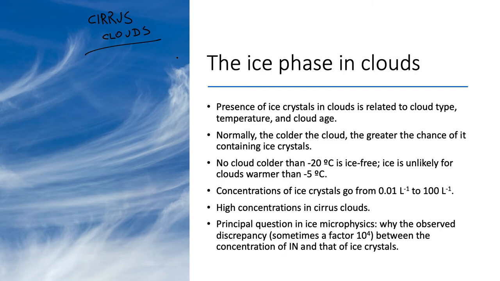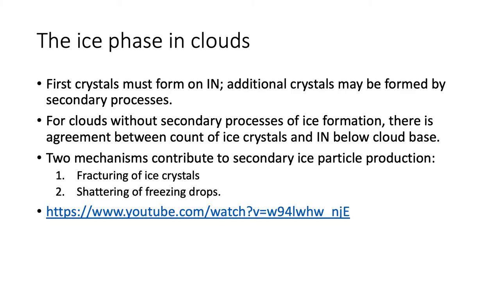The clouds that I'm showing here, cirrus clouds, are usually pretty rich in ice crystals. And so when we think about ice microphysics, one of the key questions that we are interested in from the research standpoint is why there is sometimes such a discrepancy, a factor of 10,000, between the concentration of ice nuclei and the concentration of ice crystals. So what makes an ice nucleus activate? This is really a non-trivial question in the study of clouds and in the study of the cold phase of clouds.